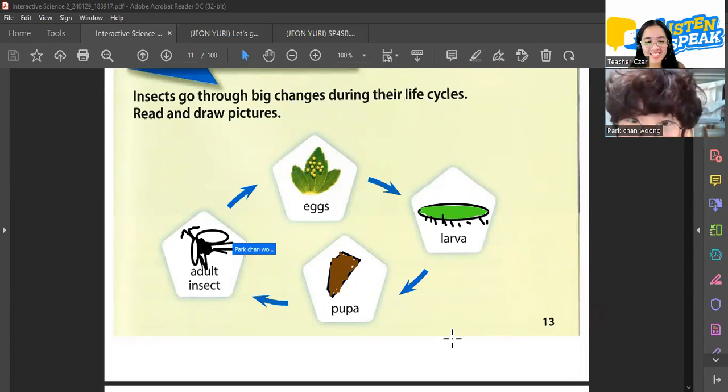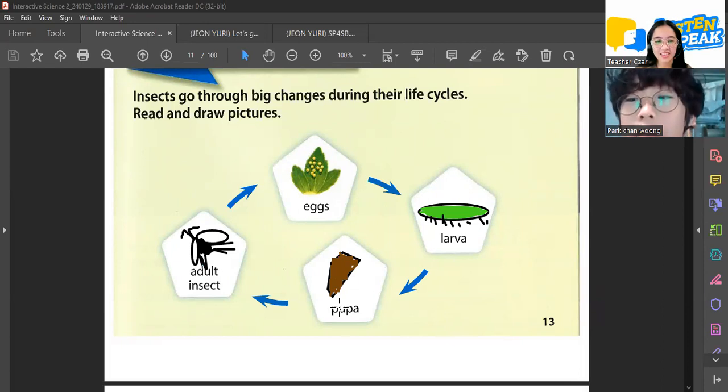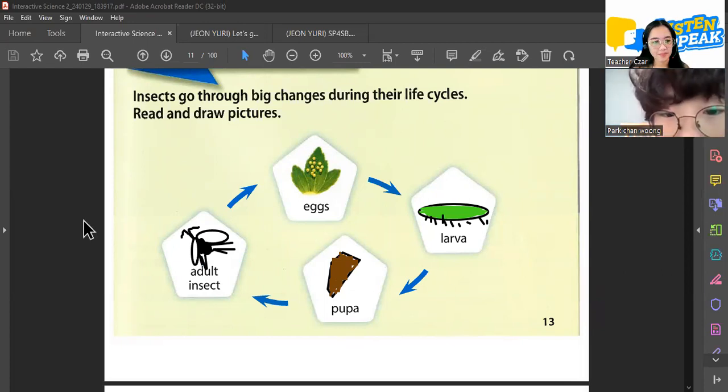Okay, so what kind of insect is that? Butterfly. Okay, very good. Thank you. Now you're all done and your answers are all correct. What is this? A life cycle of a butterfly.